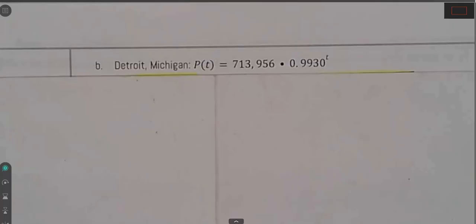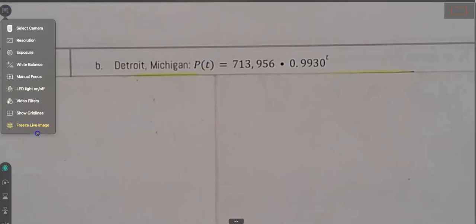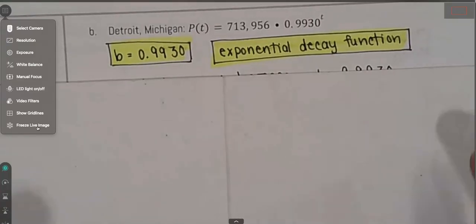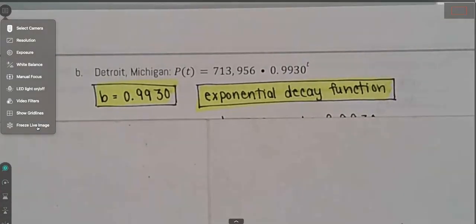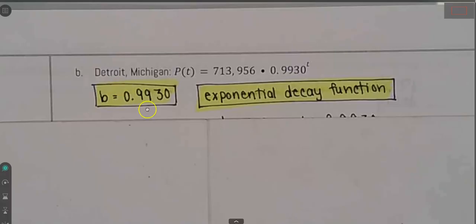Yes. Everyone got it? Great job. Here is the answer. All right, here's B. It is an exponential decay function. Any questions? All right, please find the constant percent rate of decrease. And please give it to me as a percent.